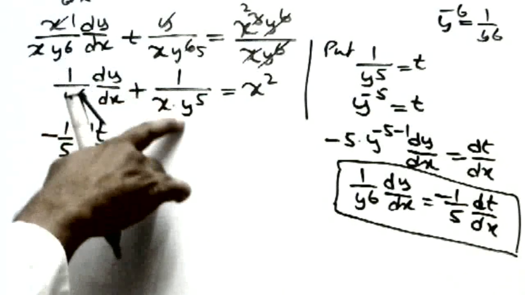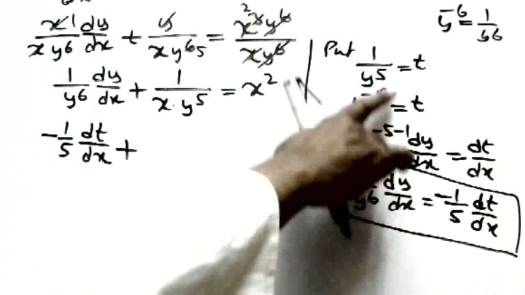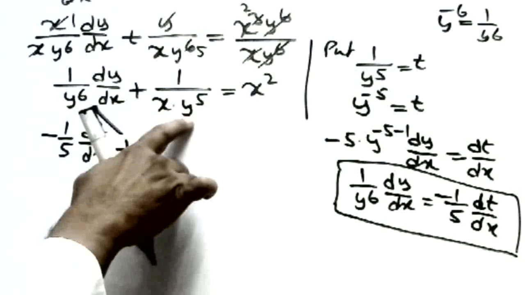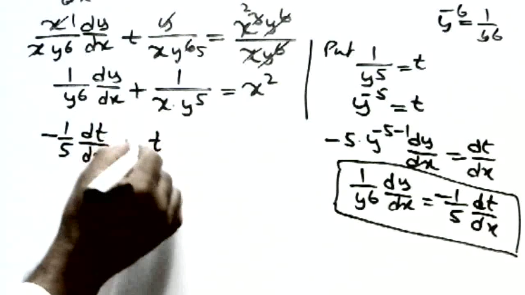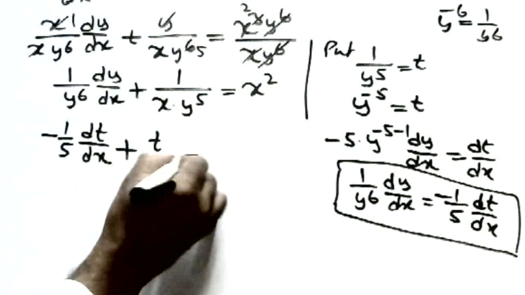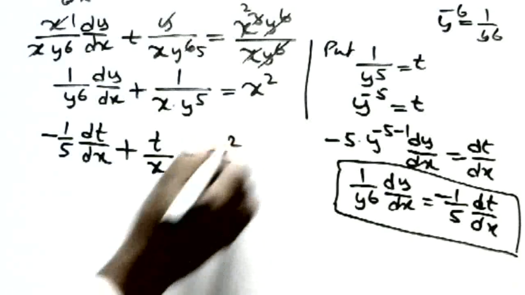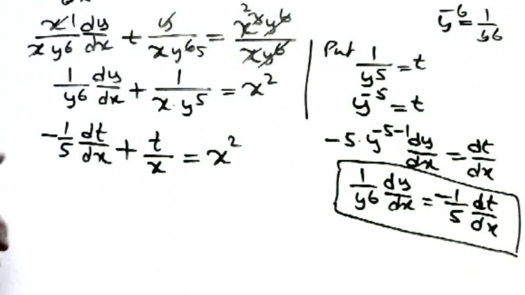Plus, now just see here, 1 by y power 5 we have taken as t. 1 by y power 5 we can write as t. Now in the denominator we are left with x, so t by x equals x square.